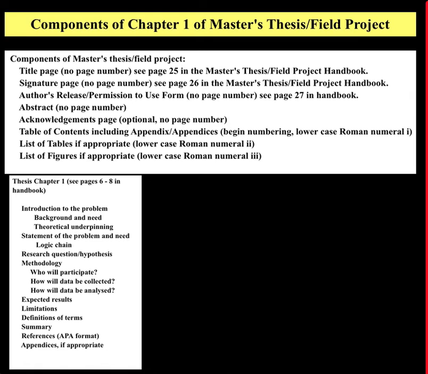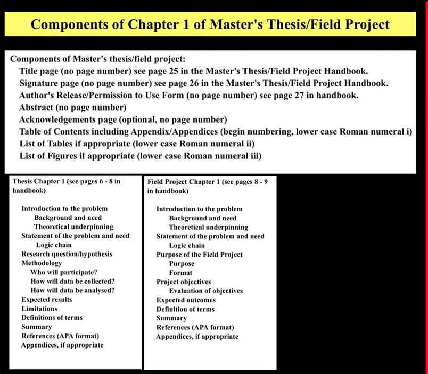What do you think your expected results will be? What will be your limitations? You'll define any esoteric terms. You don't have to define terms that are understandable to everyone who's involved in education, but any esoteric terms if there are any. Then you'll have a summary. Then you'll have your reference section, which will be in the American Psychological Association format. And if appropriate, you'll have appendices. So if you're doing a thesis, your Chapter 1 research proposal will include all of those.